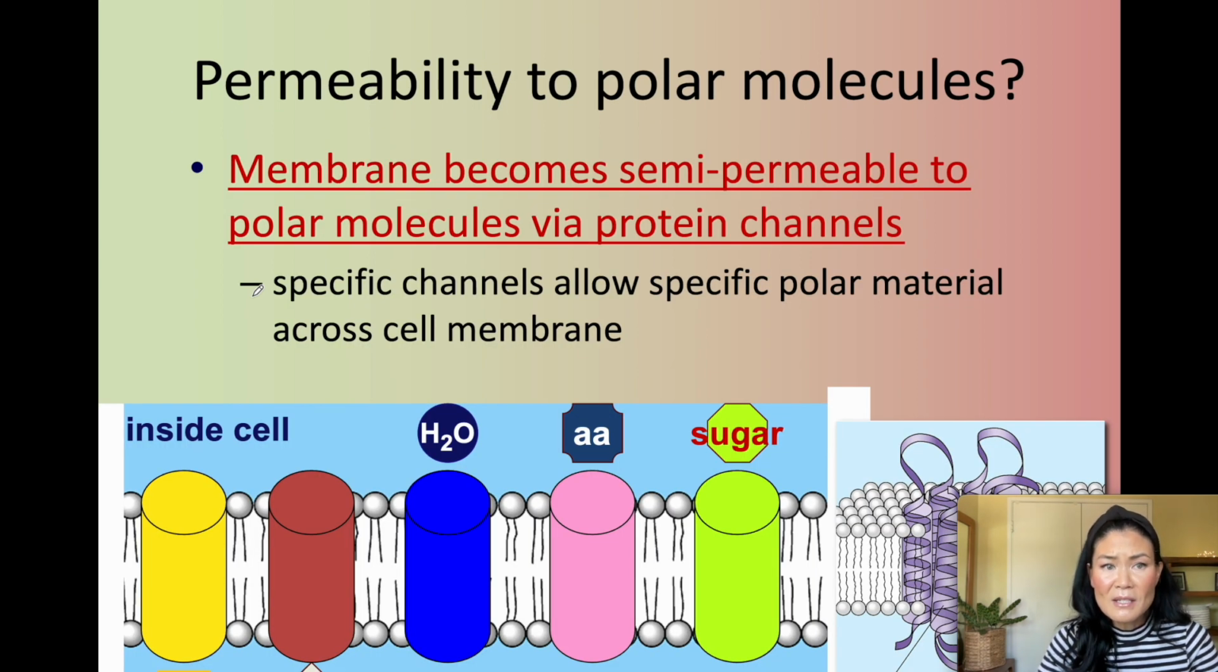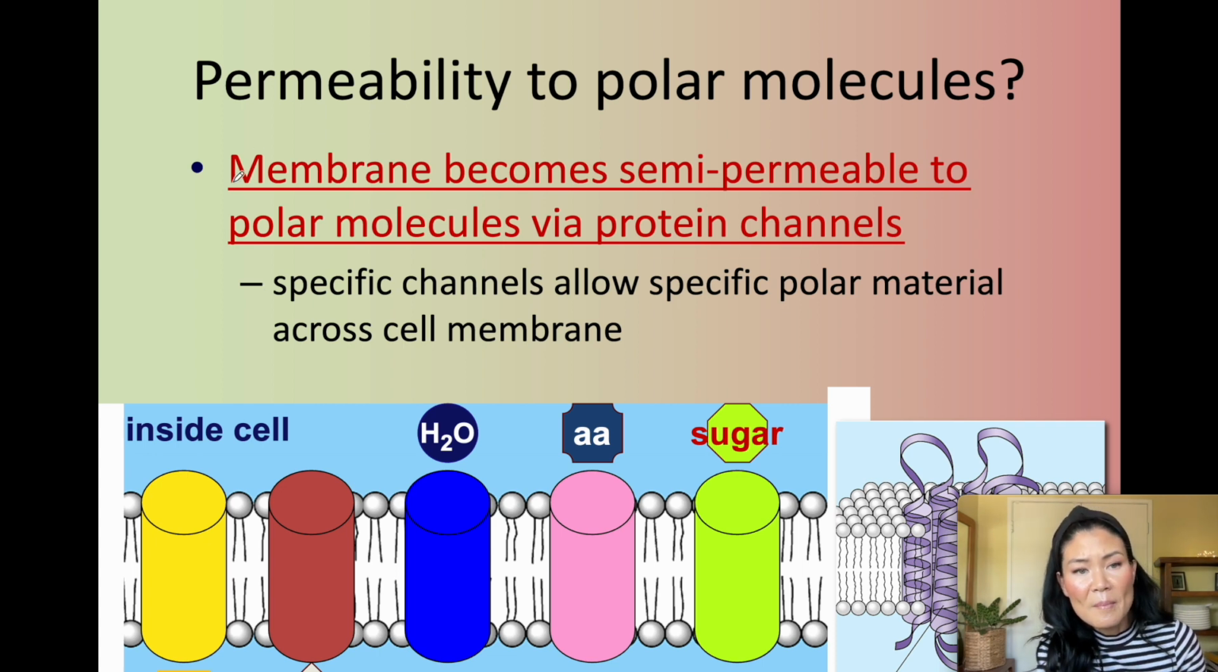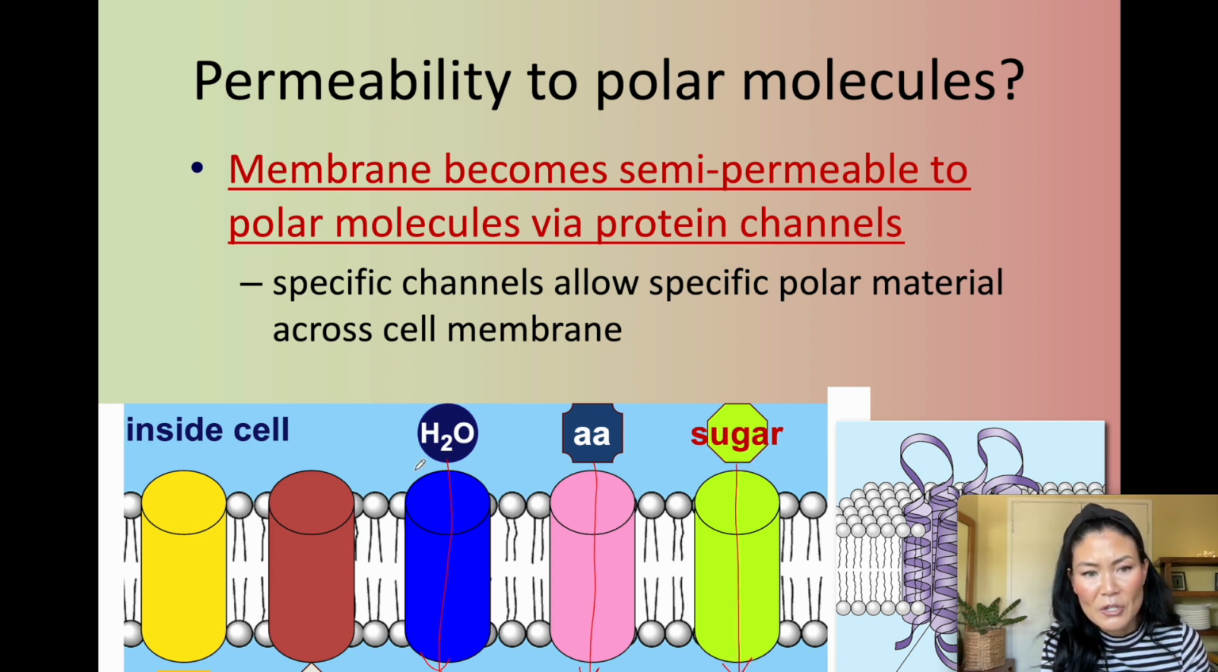So, as I was saying, how do polar substances get in? Because we need sugar, right? Sugar is what's going to fuel cellular respiration for our mitochondria to make most of the ATP for our cells, right? So the membrane becomes semi-permeable to polar molecules via protein channels, okay? And in this example, like water, how does water get in? Through this channel protein or protein channel. How does this amino acid get in? Through this protein channel. How do sugars get in? Through this protein channel, okay?